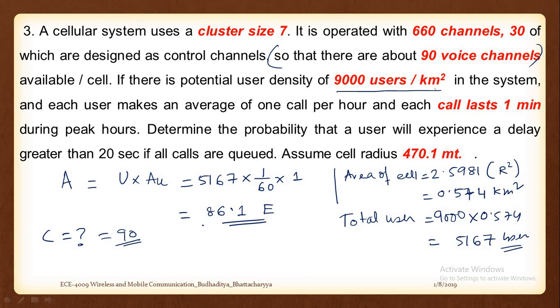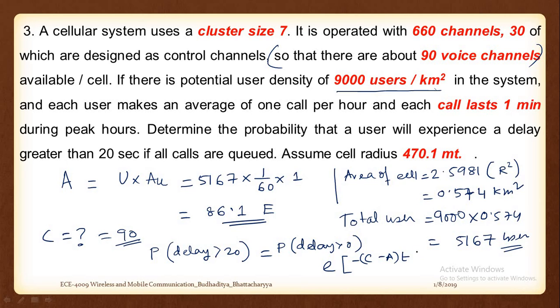For that we will use the formula, as you all know. So probability of delay greater than 20 seconds, because that's what the t is. You remember in Erlang C small t was there. So this is my t. This is equal to probability of delay greater than 0 multiplied by e to the power minus (C minus A) multiplied by t divided by H. Because this is nothing but the conditional probability that we have.